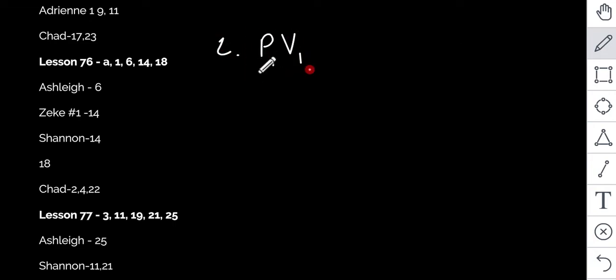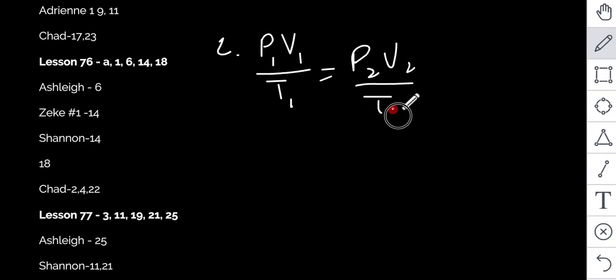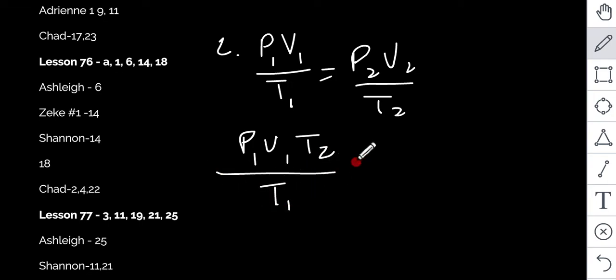P1 V1 over T1 equals P2 V2 over T2. And you're supposed to begin by solving for V2. So I'm going to multiply both sides by T2. So P1 V1 T2 over T1 equals P2 V2. And I'm going to divide by the P2, and we get V2.